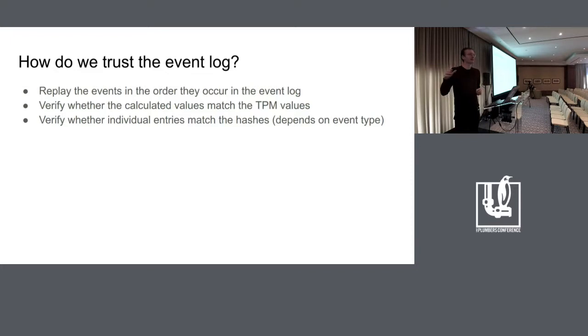So the next thing is to look at the individual events. And depending on the event type, it's potentially possible to verify that the additional metadata that was provided in the event log itself hashes to the value that was put into the TPM. An example of this would be, say, the kernel command line. If the kernel command line is put into the event log, then we can replay the event log. We can look at the hash that corresponded to the kernel event log, make sure that that's part of a series of things that corresponds to the final value in the TPM.